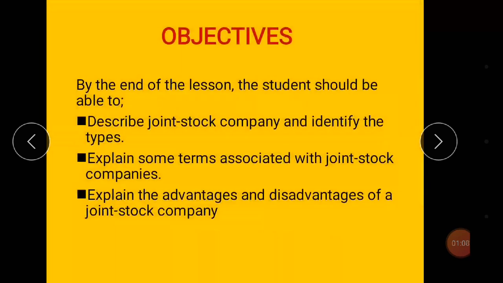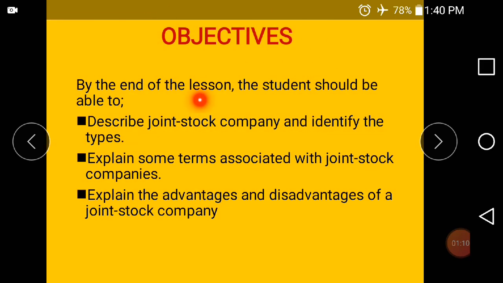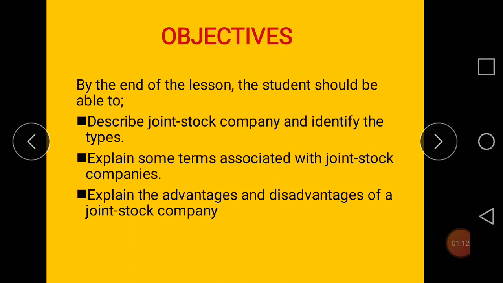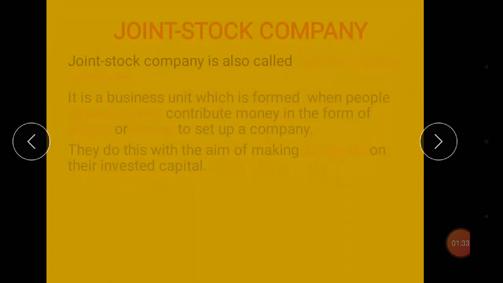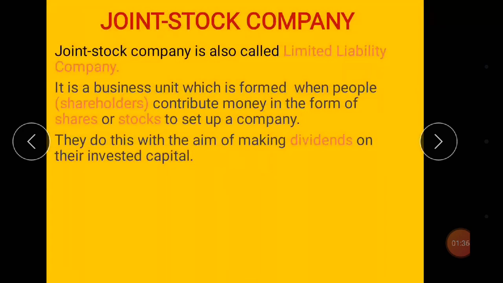I'm expecting that by the end of this lesson, these are our objectives. The students will be able to describe joint stock companies and identify the types. You'll be able to explain some terms associated with joint stock companies and then explain the advantages and disadvantages of joint stock companies. So by the end of the lesson, you should be able to explain the following, to prove that you have acquired some knowledge from the lesson.